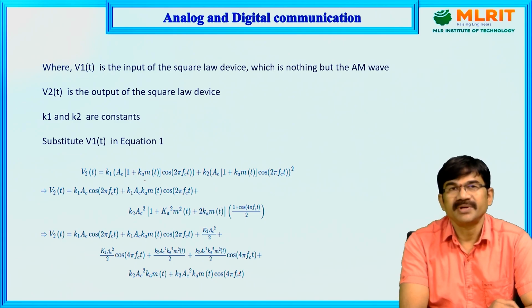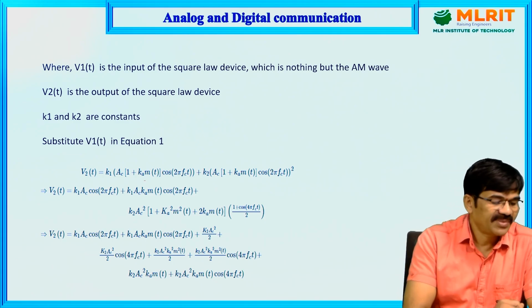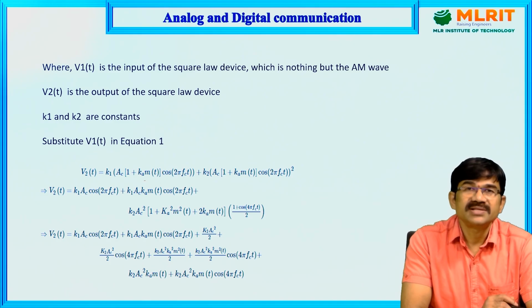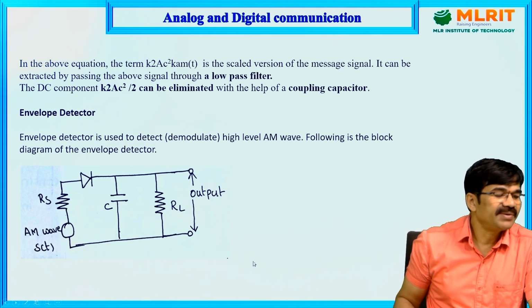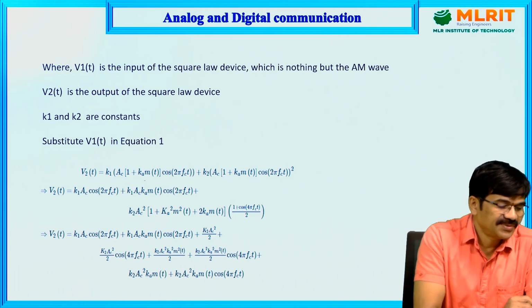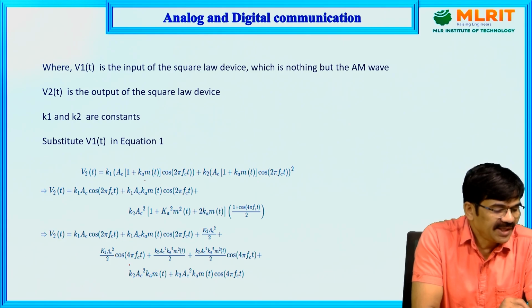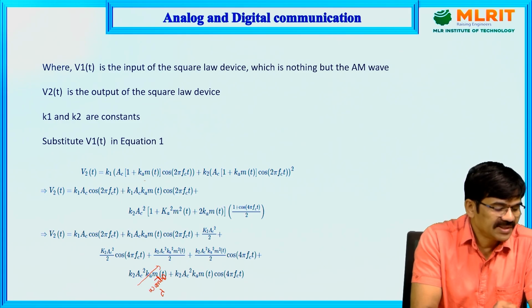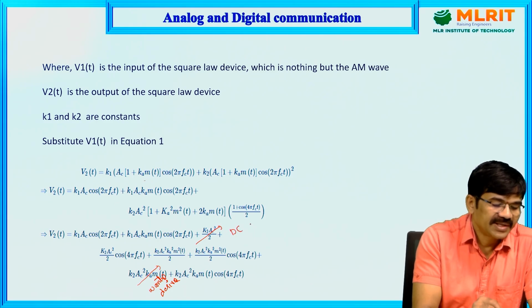There are n number of terms we are getting here. Among the n terms, we are only allowing the desired amount of the signal. So what is the desired signal? K2 AC square Ka M of t is the wanted signal, the desired signal. This term is the DC term.